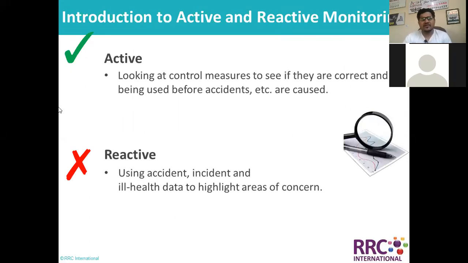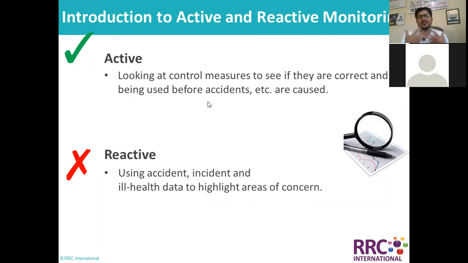Now, active monitoring is looking at control measures to see if they are correct and being used before accidents are caused. This is called active monitoring. We will keep an eye on the controls, whatever we implemented, against any hazard, against any risk. We will definitely be evaluating the control measures, and the control measures could be engineering controls, administrative controls, or PPE.